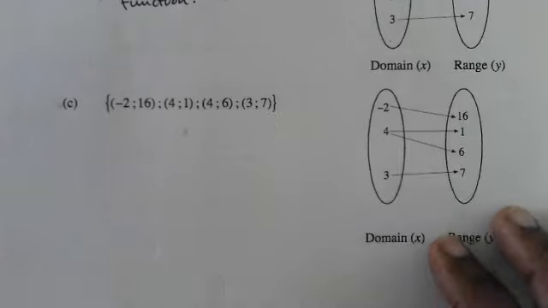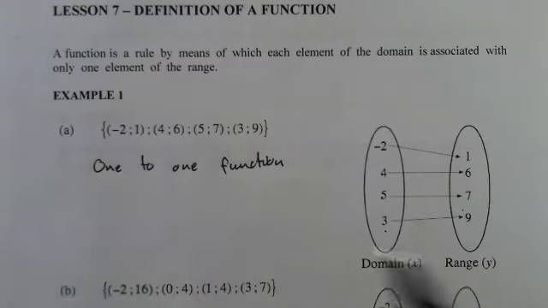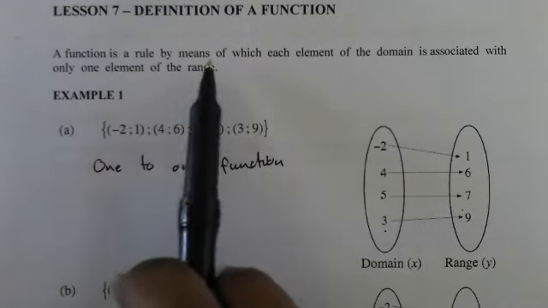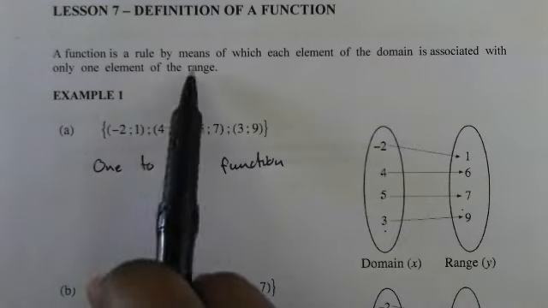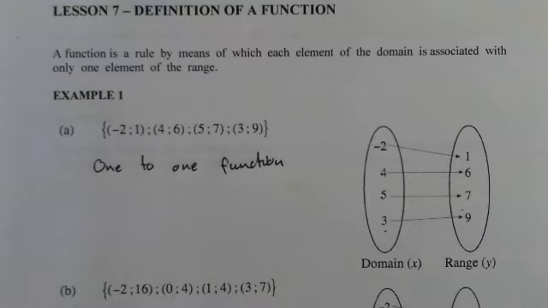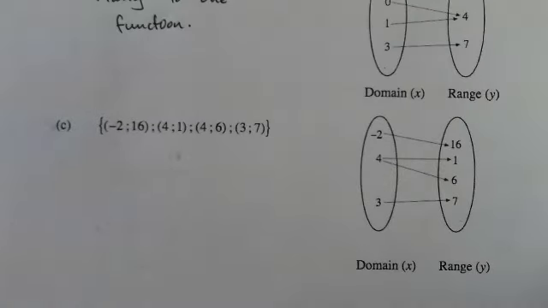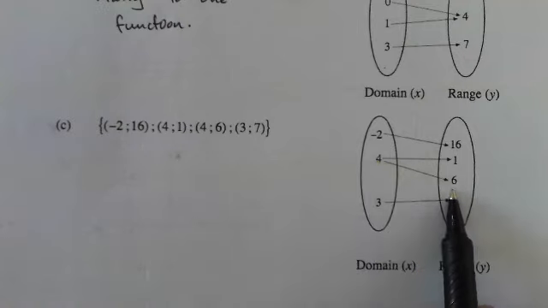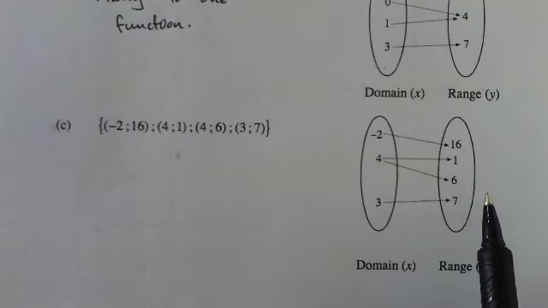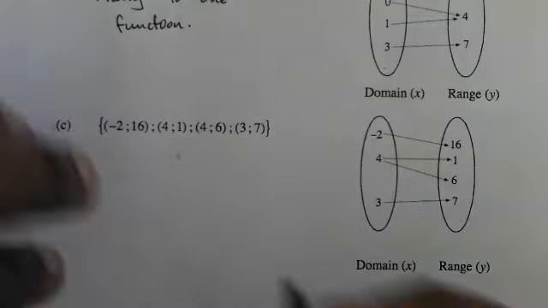Let's go back to our definition a little bit. Let's read our definition properly. What does it say? A function is a rule by means of which each element of the domain is associated with only one element of the range. That's our definition, isn't it? But we have one element of the domain which is now associated with two elements. That is against our definition, isn't it? So something like this is not a function.